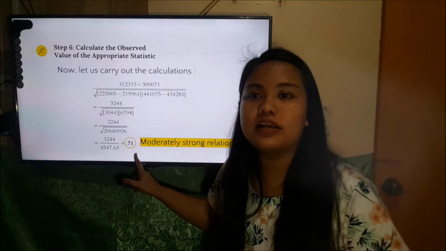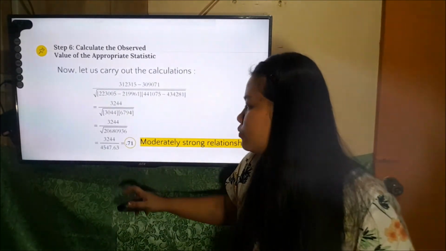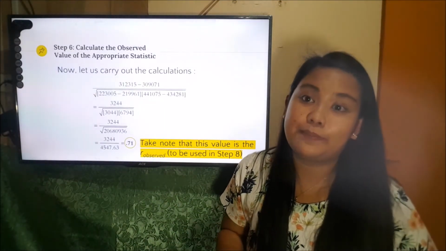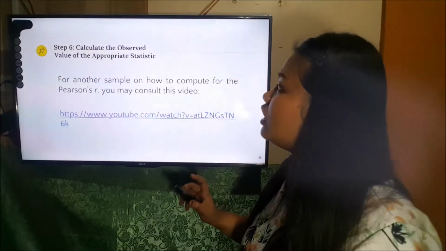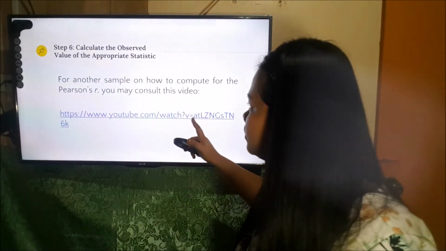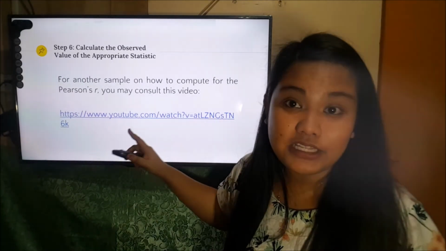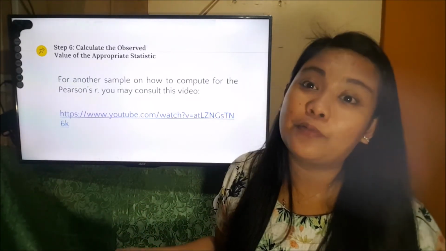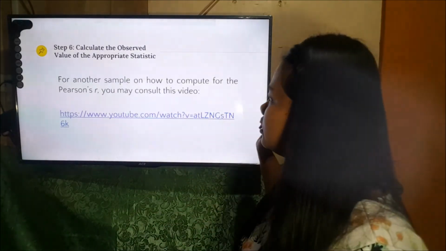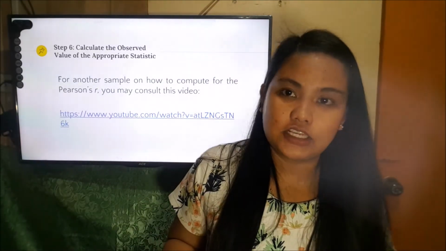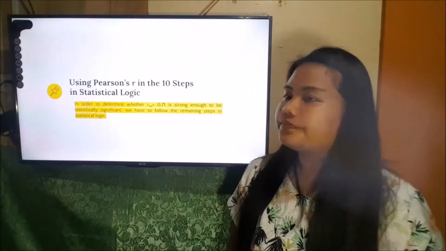Now, please remember this value. This is our R observed, because we will be using it later on in step 8, okay? For another sample on how to compute for the Pearson's R, you may consult this video. I believe you have a copy of this PowerPoint presentation. It is in our class email. So just click this link and it will bring you to another sample computation for Pearson's R.